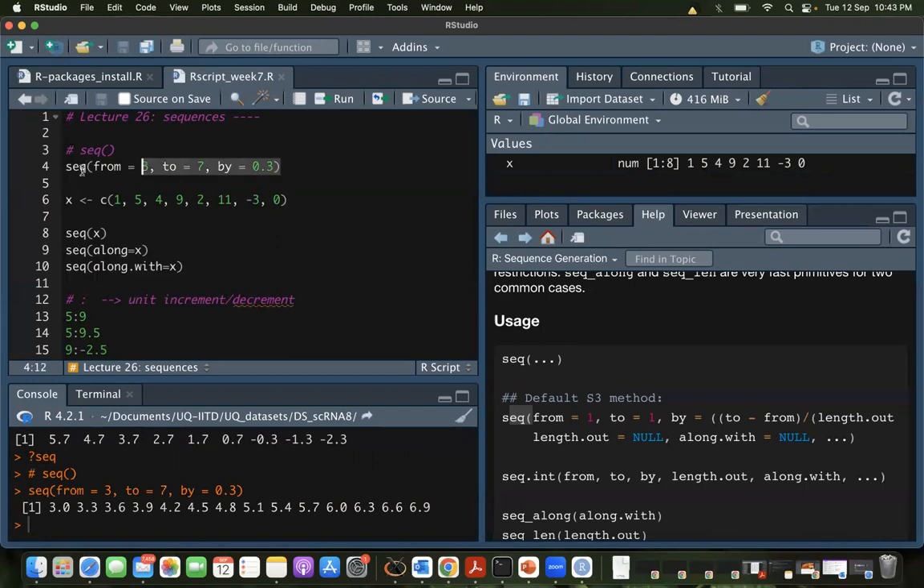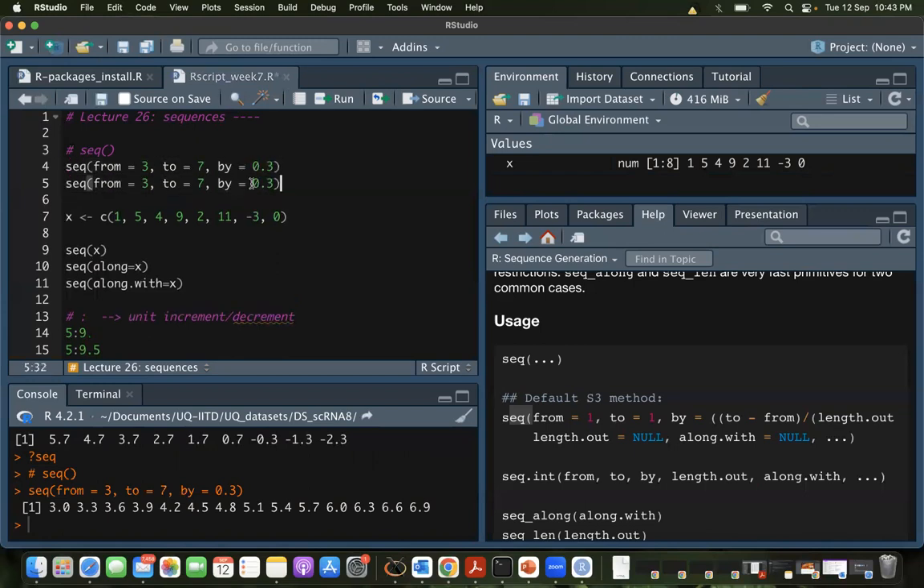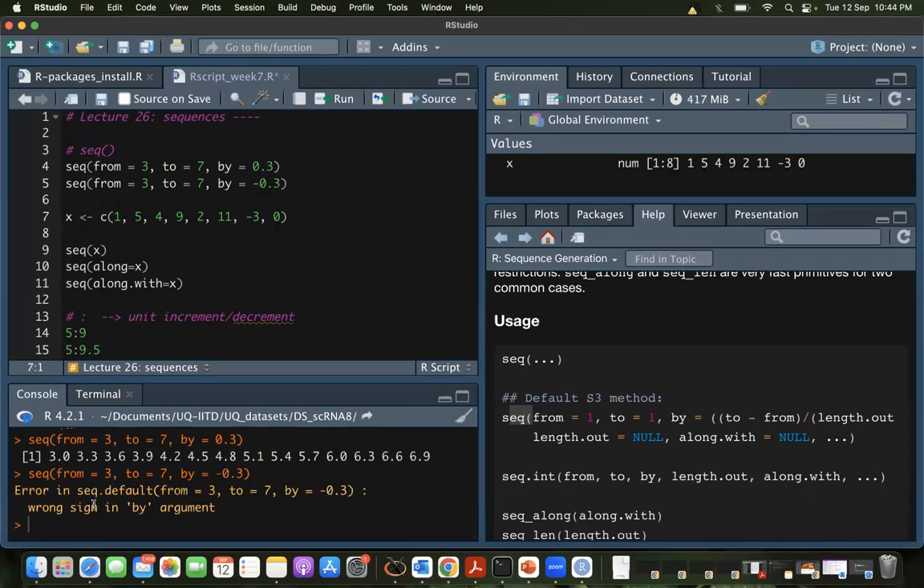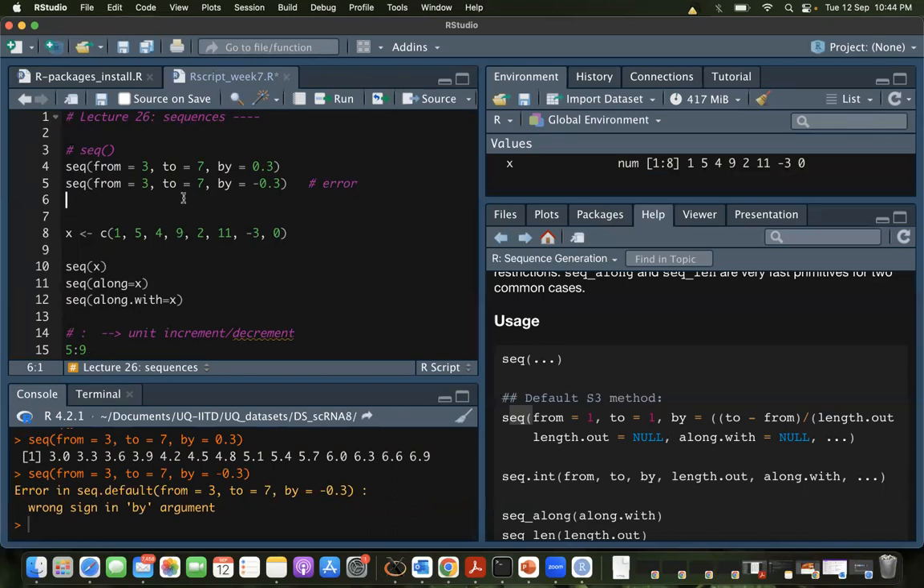But now here you need to be a little bit more careful that this by has to have the correct sign. So if I say from 3 to 7, and I'm changing the sign here, saying -0.3, it's going to give me an error. It's saying that you have the wrong sign in the by argument, because from 3 to 7, you cannot have a negative change, right? And in one of the other lectures, you had also seen that you can give any two of these arguments. So let's say you can skip from.